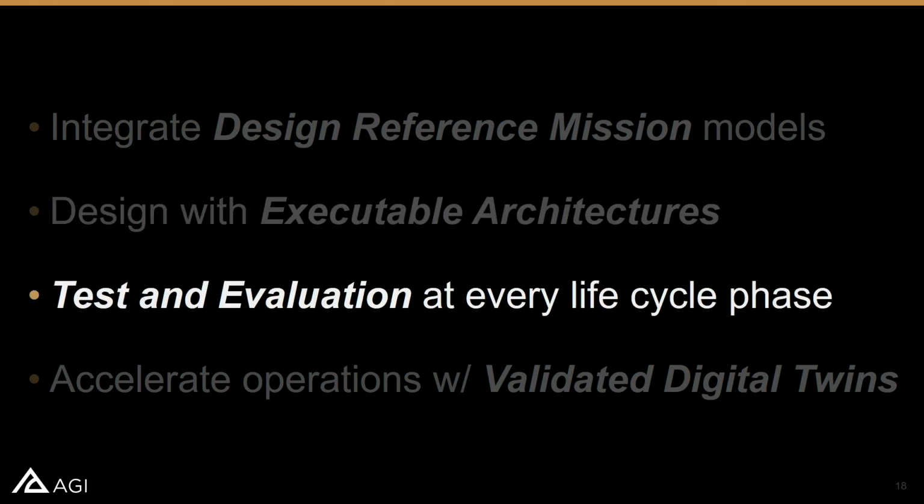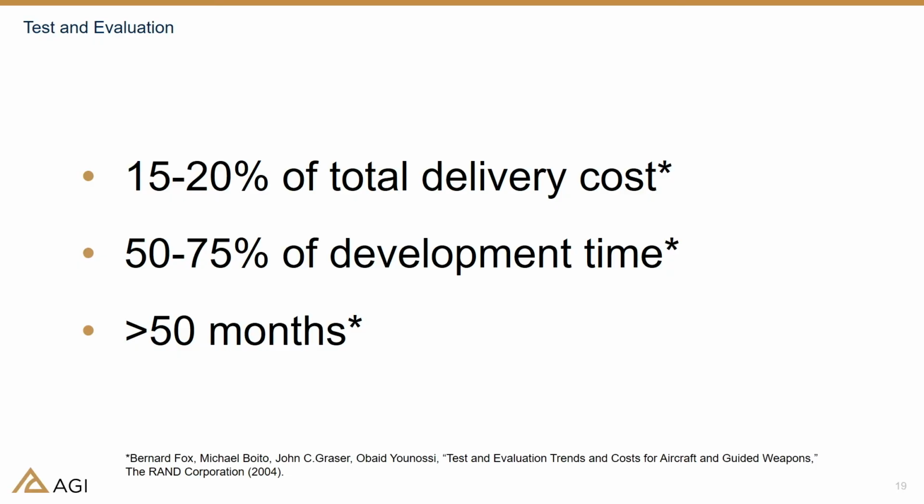A third and very important component is ensuring that we include test and evaluation at every phase in the life cycle. And test and evaluation is an important component to consider in the overall engineering process because of its criticality. So first of all, no system gets delivered unless it passes the test and evaluation process. So that's a fundamental gate. But over and above that, it's such a heavy contribution to the overall program timeline.